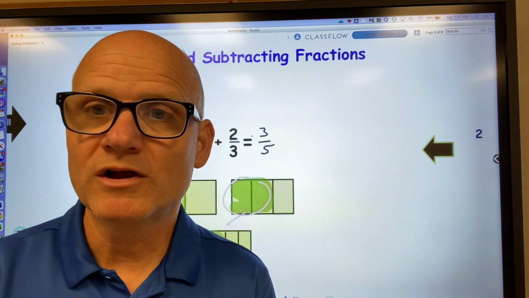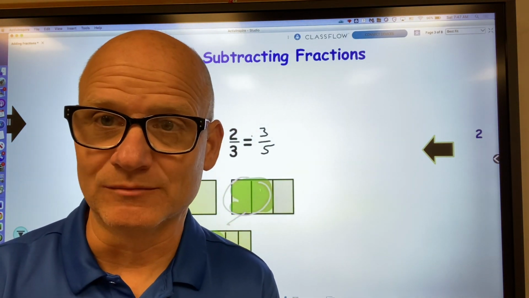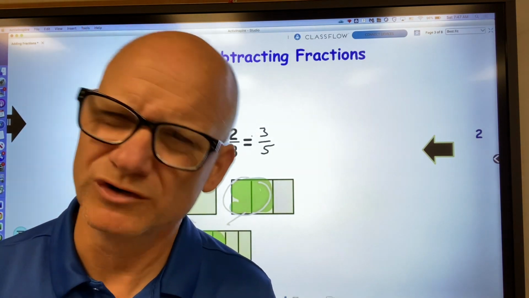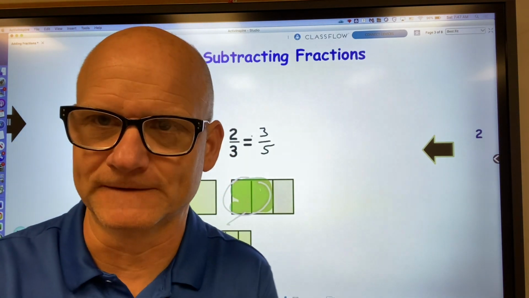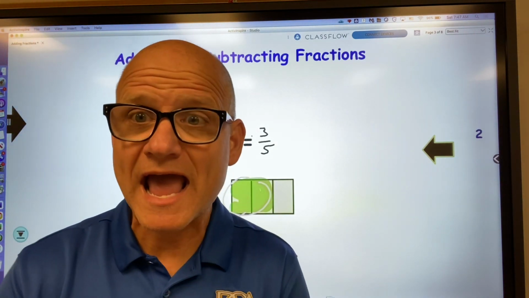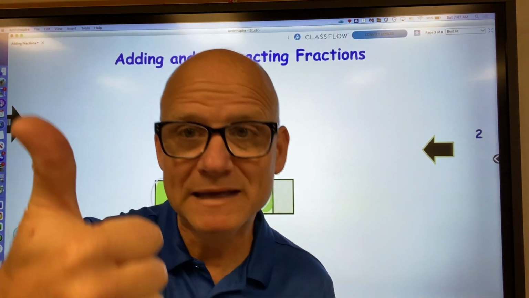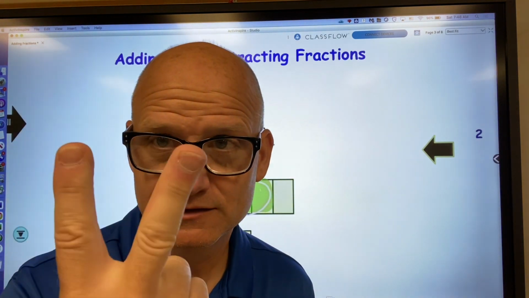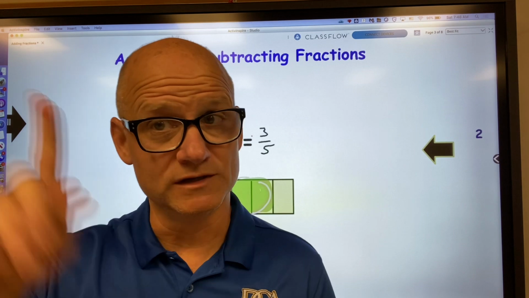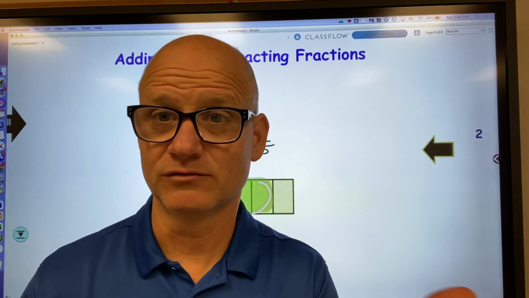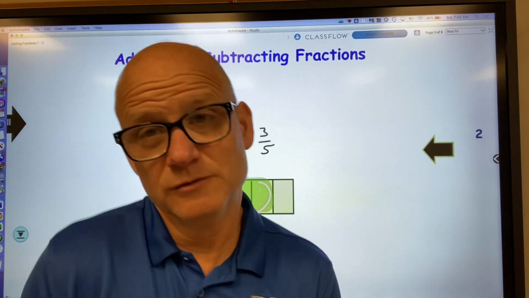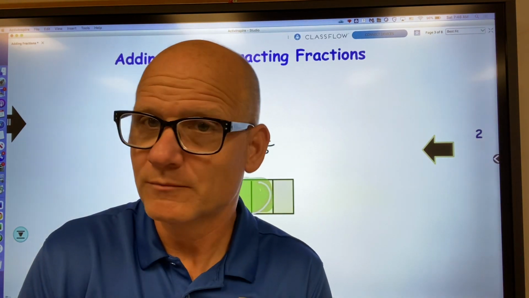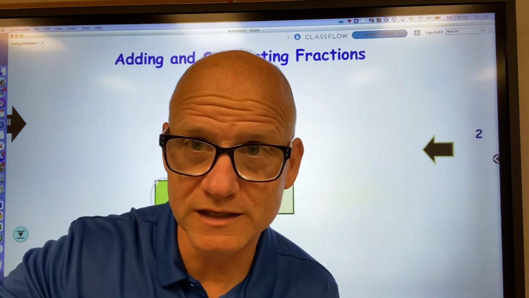So when we are adding fractions with unlike denominators, we have to find a common unit. What do you mean, common unit? Well, let's think about it this way. If I asked you, what's 1 minute plus 1 second? You might say a minute and a second, or 61 seconds, but you wouldn't say 2, because one's a minute and one's a second.